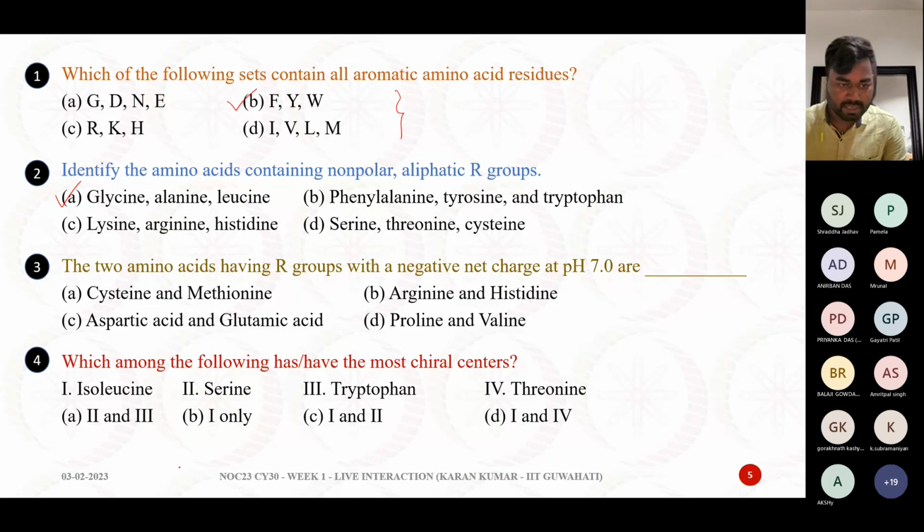Question number 3: the two amino acids having R groups with a negative net charge at pH 7 are. Option A: cysteine and methionine. Option B: arginine and histidine. Option C: aspartic acid and glutamic acid. Option D: proline and valine. Option? Yes, C. Option C. Any other option? Anyone? Can you tell me why option C is correct?